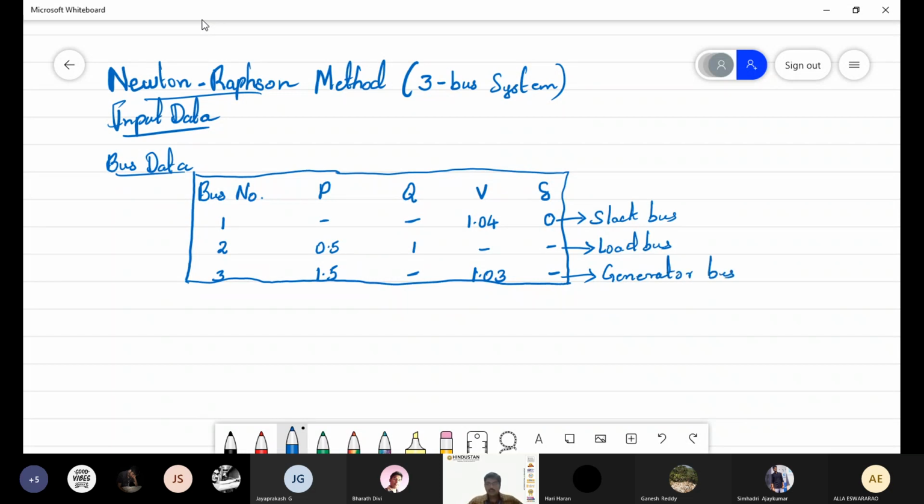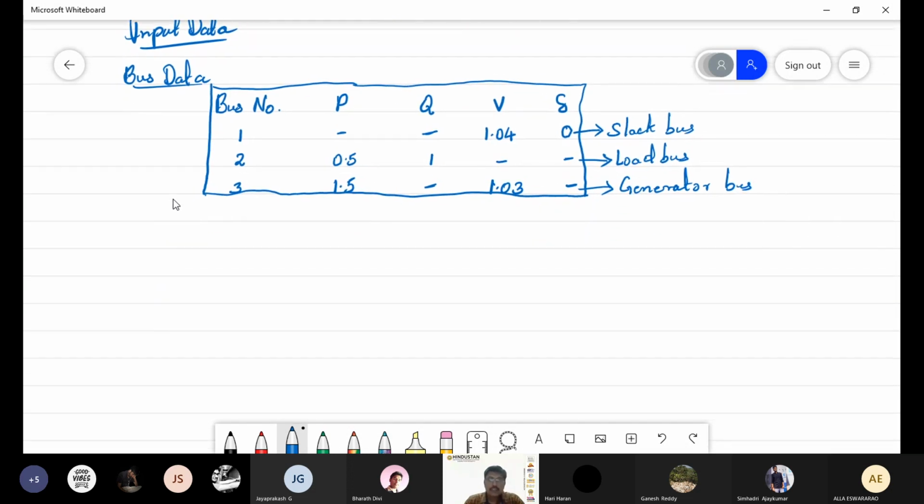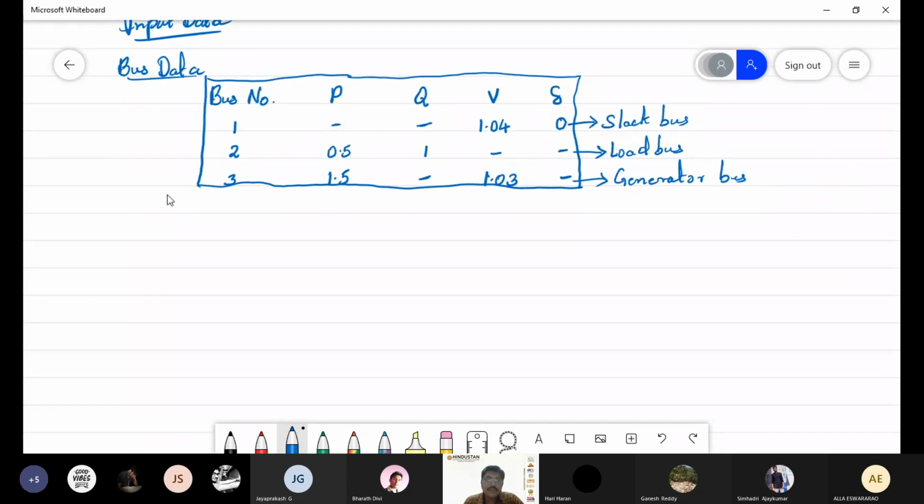So three different types of buses were given, and from the different types of buses you need to identify the solution. But this is not enough, we need some more data, right, to start the iterations or start the analysis, that is the line data.